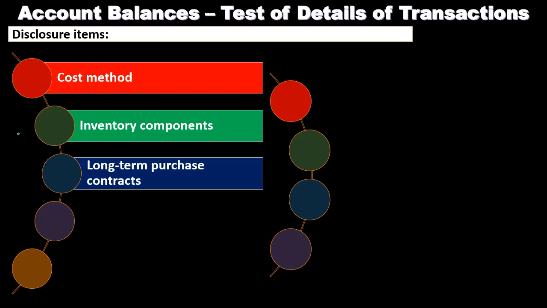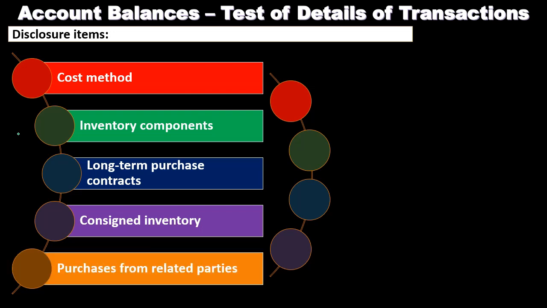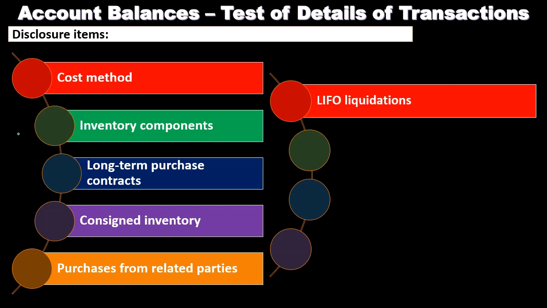Then we want to see the long-term purchase contracts. If we have any long-term type purchase contracts, then that locks the company in some format. We want to see that in the disclosures. Consigned inventory. Consigned inventory always has that kind of issue with who actually owns the inventory. That should be disclosed. Purchase from related parties. Anytime we have the purchases from related parties, we're skeptical about it because we don't have the valuation of the market value in order to judge the arm's length transaction, as they say, of the transactions. We want disclosure on the related parties.